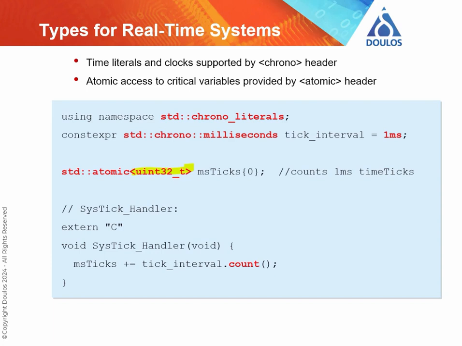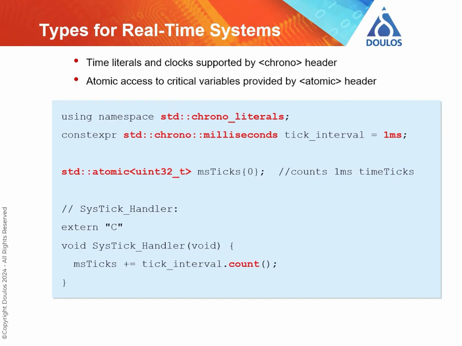Here's another example showing how we can take advantage of some of these new features. We've got a SysTick handler interrupt service routine, which is commonly found in lots of embedded systems. It's very easy to create time-based code using the SysTick. In this case, we're going to use our tick interval to update the tick count. If we call the count function for our chrono milliseconds parameter, that will automatically convert it into the correct number of CPU ticks required to update our SysTick timer.